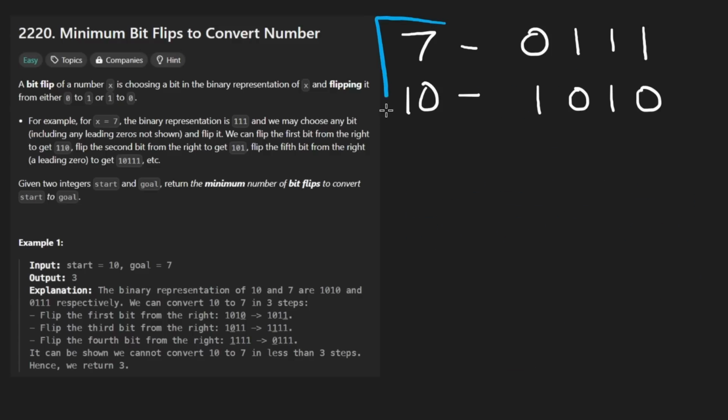So we have two integers that were given. All we want to do is count the number of differing bits. That's it. So this is the binary representation of 7. Remember, in binary, this is the ones place. This is the twos place. Let me just say 1, 2. This is the fours place. This is the eights place.